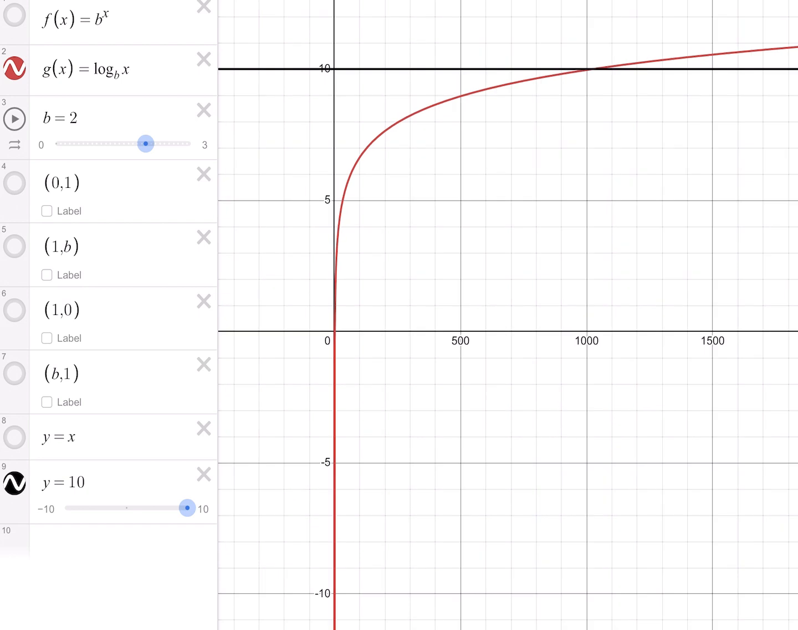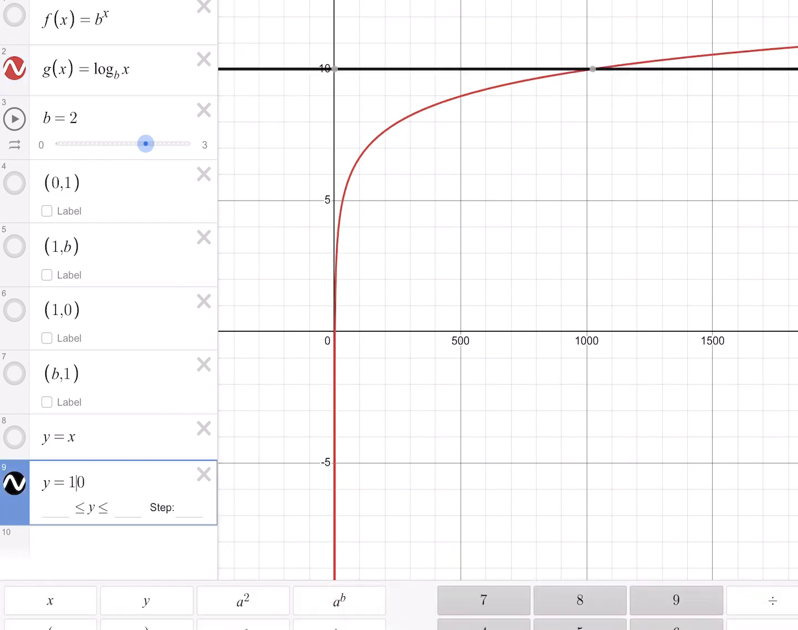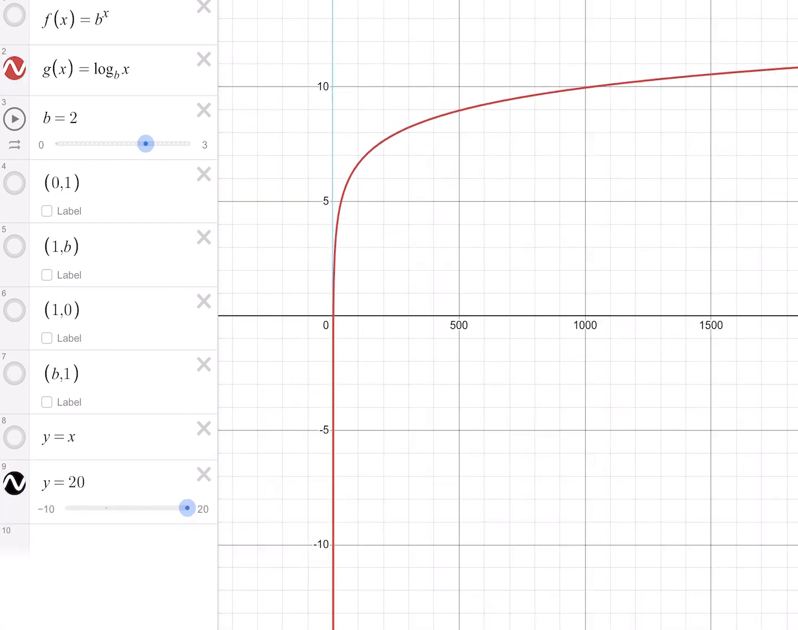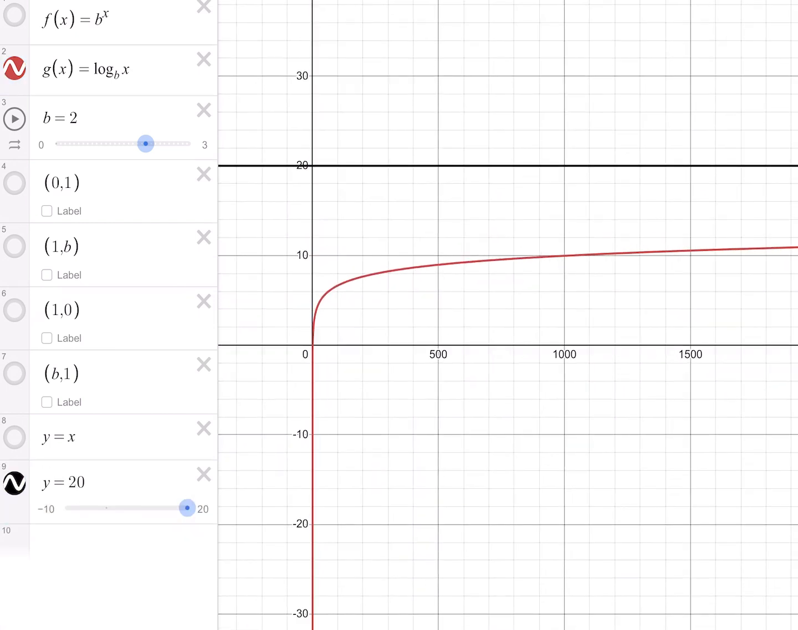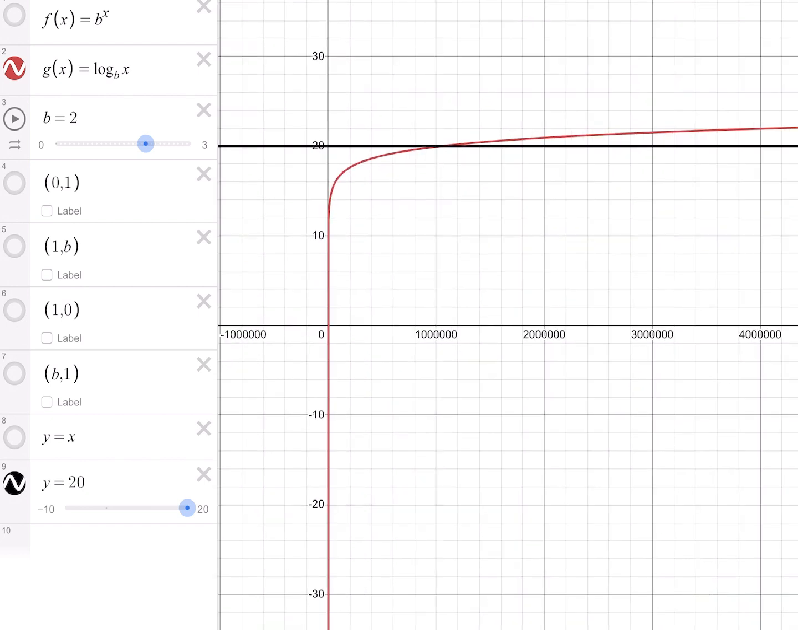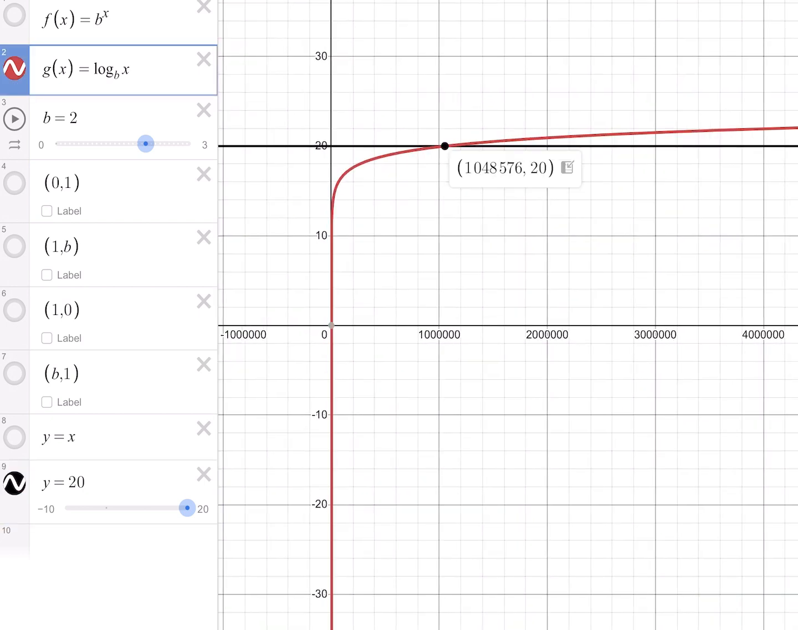And you can notice that if we go far enough to the right, in fact 1024, we finally get to a height of 10. Well, let me increase that height to 20, change my vertical scale so we can see it, and continue to go off to the right. And you can still see that eventually, by the time we get to 1,048,576 for x, we finally get to a height of 20. In fact, no matter how high of a y-coordinate I pick, if we go far enough to the right, the logarithm graph will exceed that height.